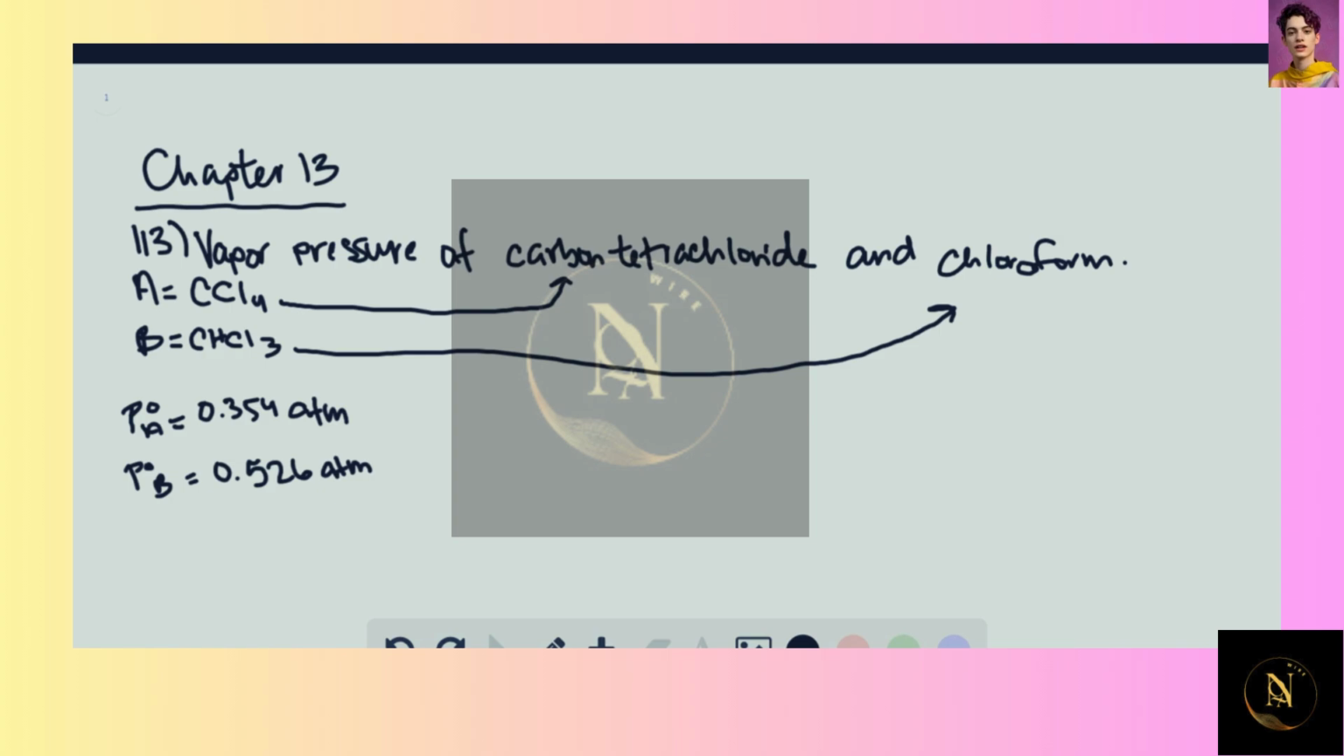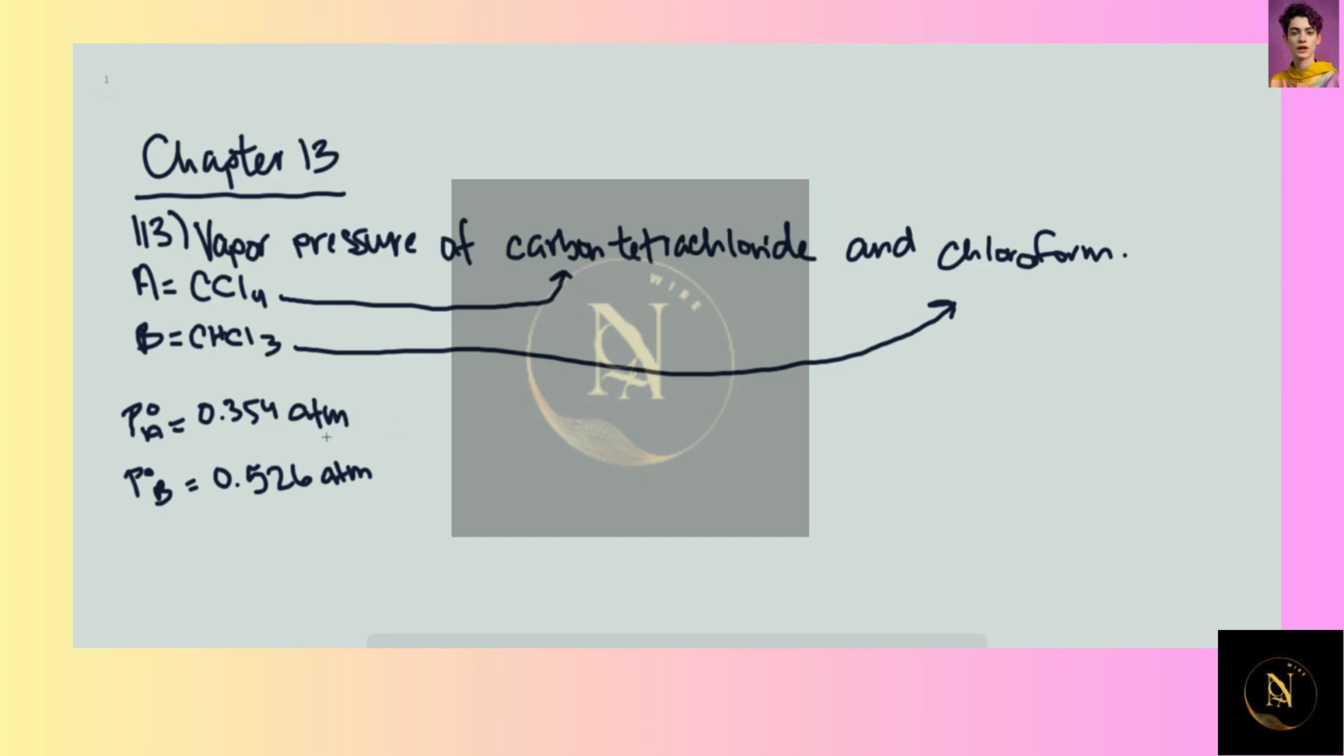Problem 113 asks what the mole fraction of chloroform is if equal masses of carbon tetrachloride and chloroform are mixed together. And then it asks you to condense the vapor above such a solution and figure out what the pressure of chloroform is above that new solution. The problem gives you that the vapor pressure of pure carbon tetrachloride is 0.354 atmospheres, and the vapor pressure of pure chloroform is 0.526 atmospheres, both of these at 316 Kelvin.